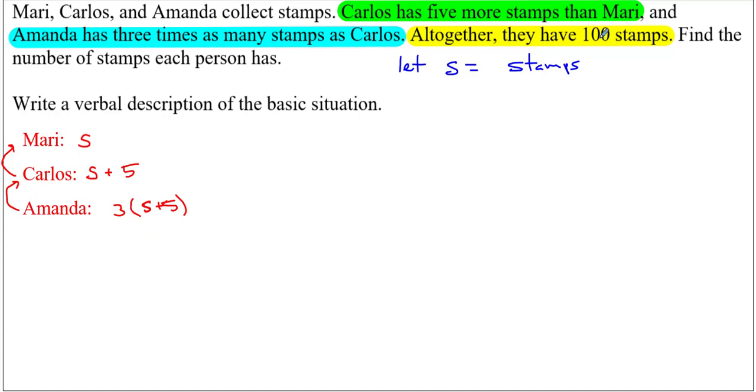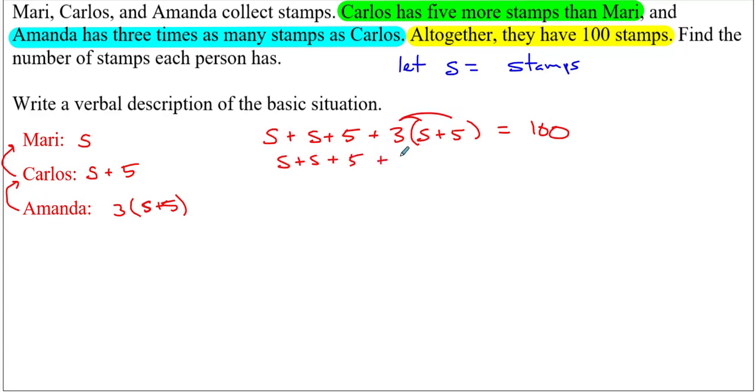We know that all together means the sum. We want to add these up. Let's go ahead and do that here. So we got S plus 5 plus 3 times S plus 5. And this is going to be all together to equal 100. Go ahead and do your distribution. Okay, we're going to get S plus 5 plus 3S plus 15.